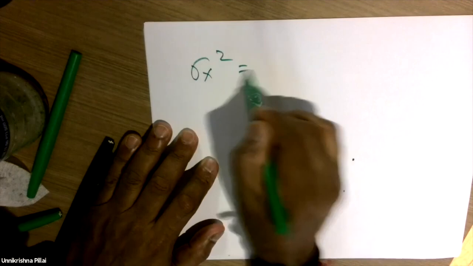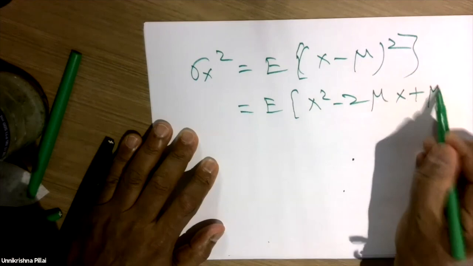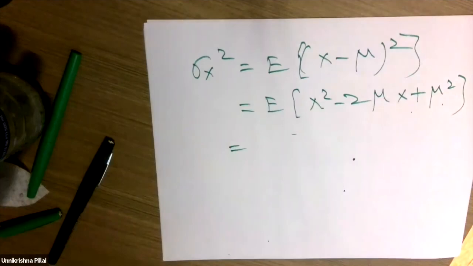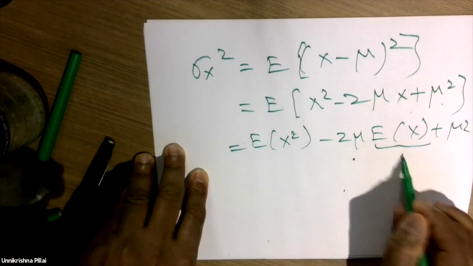So let's take variance. Variance is the expected value of (x minus mu) the whole squared. If I expand it, this is x squared minus 2 mu x plus mu squared. So this is three terms. Expectation is an integration, so it's a linear operation. So this is expectation of x squared minus 2 mu multiplied by expectation of x plus mu squared. Expectation of x is mu.